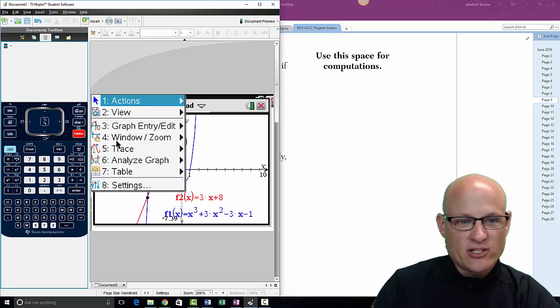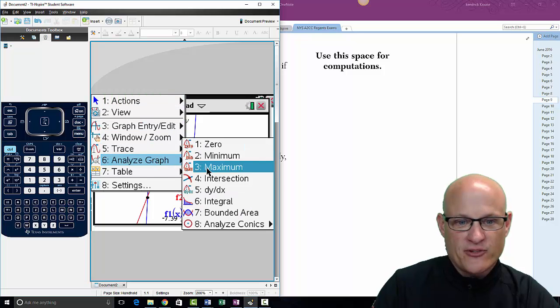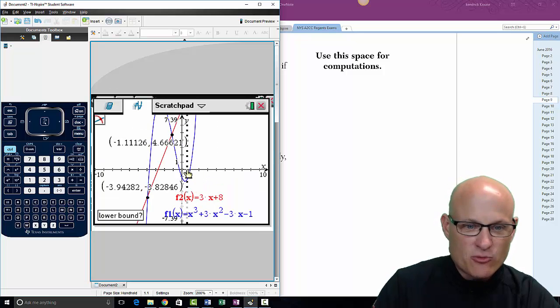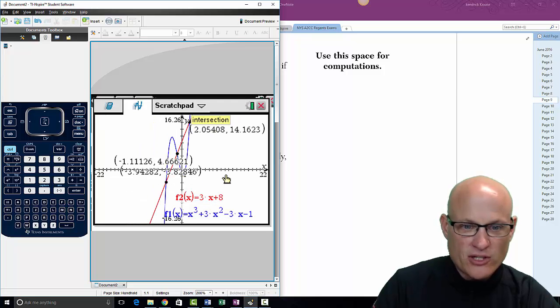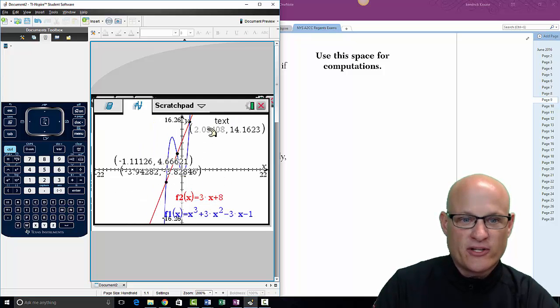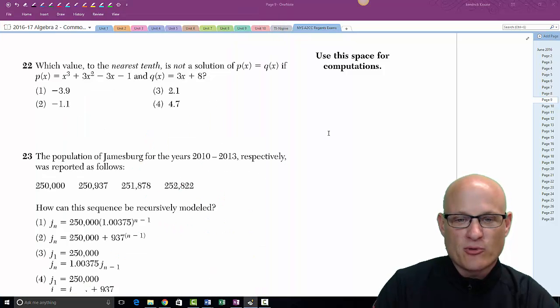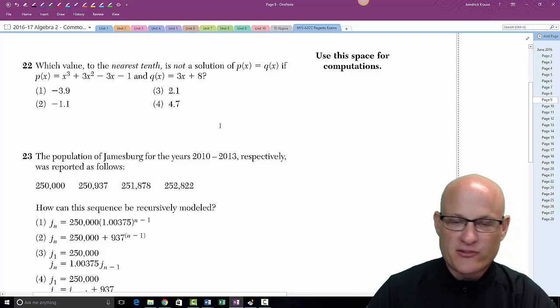This calculator is nice because if you go to menu, analyze graph, and intersection, you say, okay, I think there's one up there. So I'm going to go to the left side, click, and then go to the right side, click, and I don't know how far to go. Let's go way over, somewhere in there. Oh, and then it repositions for you, and there's the next one, 2.1. That's rounded to 2.1. So the answer is 4.7, but boy, oh boy, that would have been a tricky question.